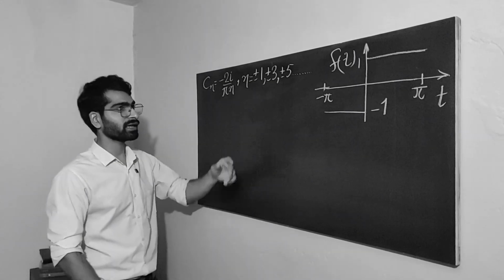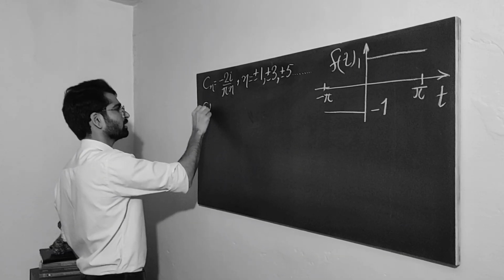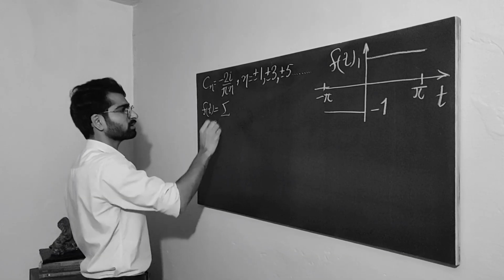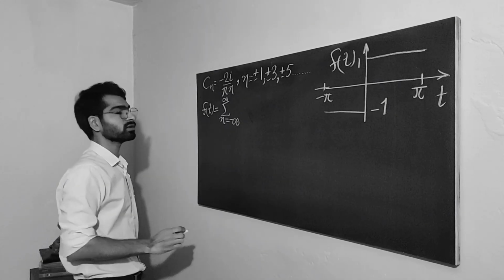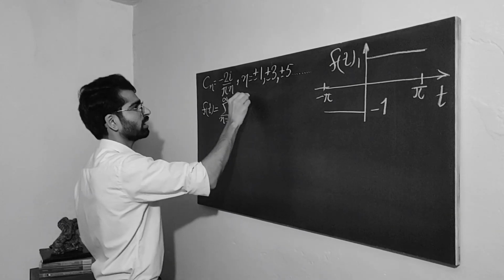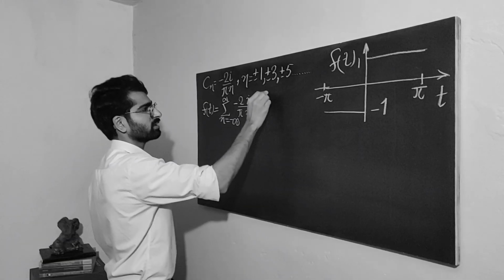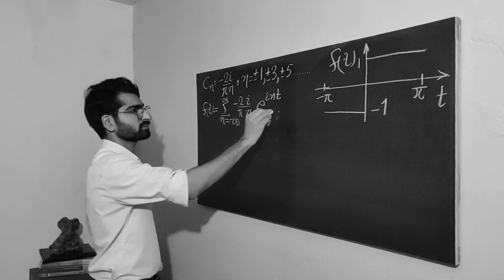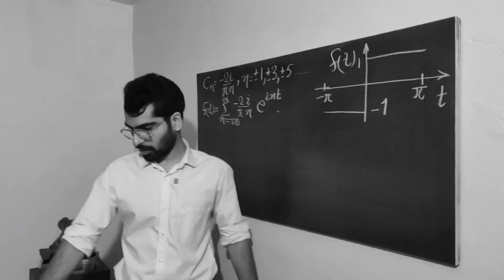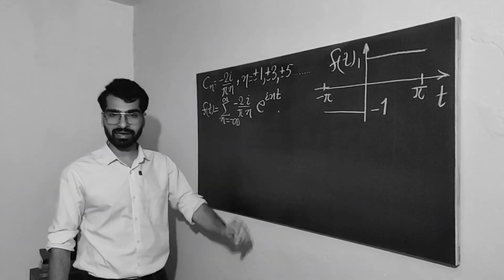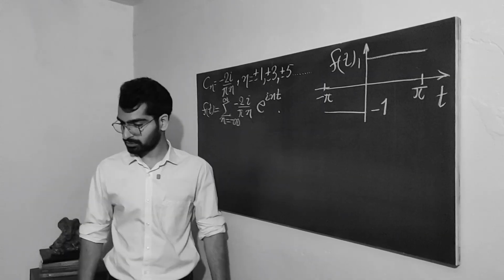Now you have cn's, I can write this function. Its Fourier series, f of t, will be the summation over n's, which goes from minus infinity to infinity, of cn's, minus 2i divided by pi n, times exponentials e to the i n t. And this is it. This is the solution for this function. Now, if you have the patience, I want to expand it, and then I will show you how this sum represents this function.